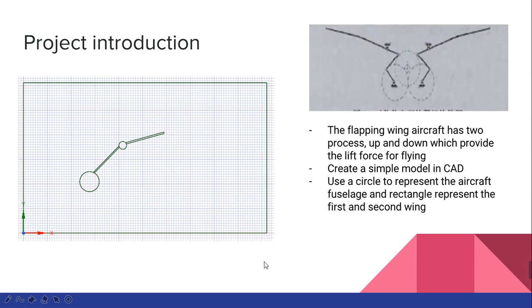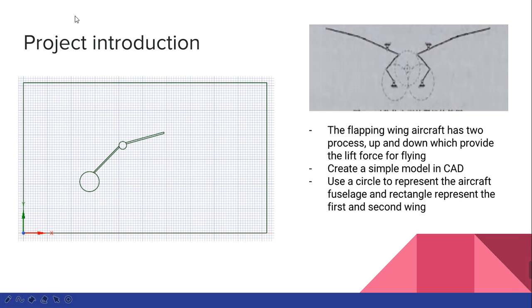First of all, I will talk about the introduction of my project. This picture shows the structure of flapping wing aircraft, and we can see there are two processes, flap up and flap down, which provide the lift force for flying.